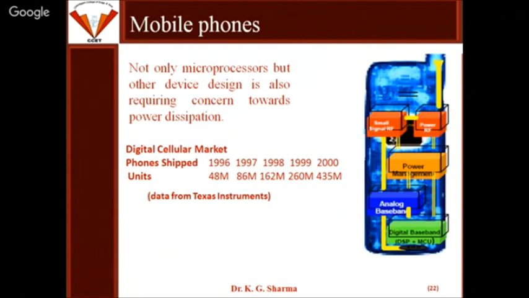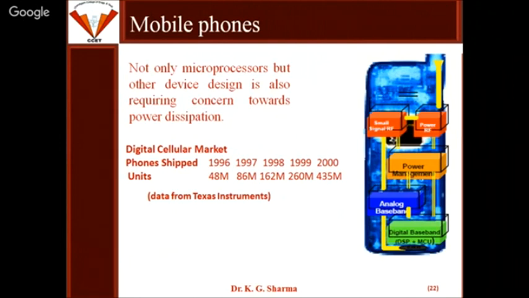Not only the microprocessor you have to talk about, because nowadays there are so many electronic gadgets which are becoming popular, and one of them is the mobile phone. Mobile phone production is increasing day by day, and in the mobile we always have the microprocessor as well as the DSPs. So fabricating those microprocessors and DSPs is also creating a major concern. The basic thing is that not only microprocessors but other device designs also require concern towards power dissipation.